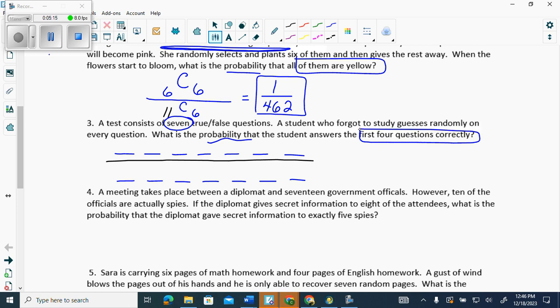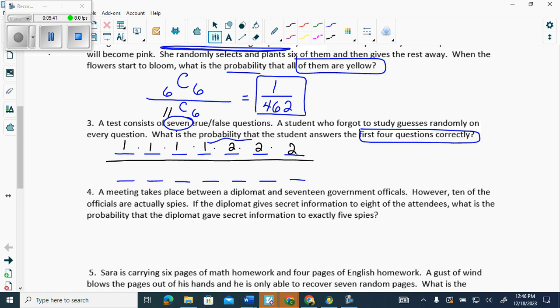I still have 7 though, right? So if the first 4 are correct, that means this one's correct. How many options? 1. It's whatever it is. What about the second one? What about the third? What about the fourth? What do I do with the last ones? 2, 2, 2, because it's true or false. If it was A, B, C, D, then I would have 4, 4, 4, 4, right?